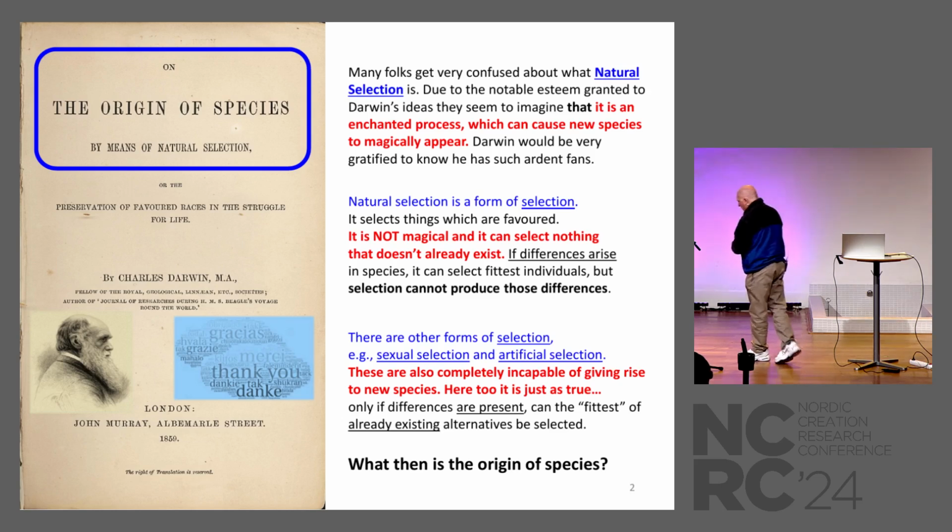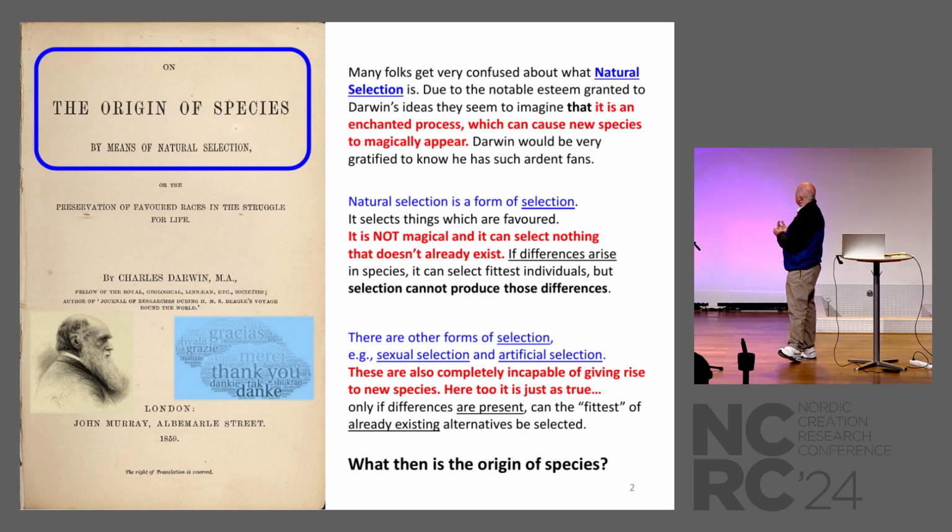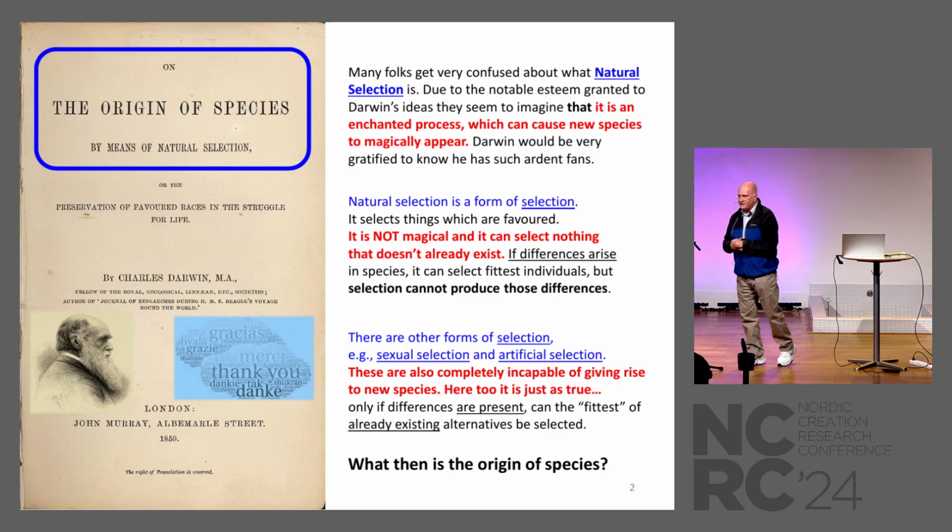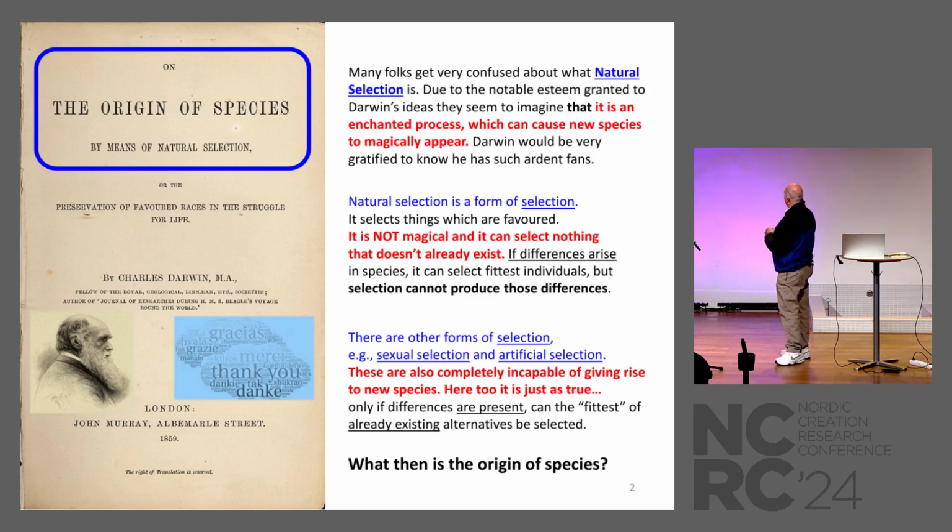Natural selection is simply a form of selection. It selects things which are favoured. It is not magical, and it can select nothing that doesn't already exist. If differences arise in species, it can select the fittest individuals, but selection cannot produce those differences. It's unable to do that. There are other forms of selection: sexual selection, artificial selection. And those are also completely incapable of giving rise to new species. Here too, it is just as true. Only if differences are present can the fittest of already existing alternatives be selected.